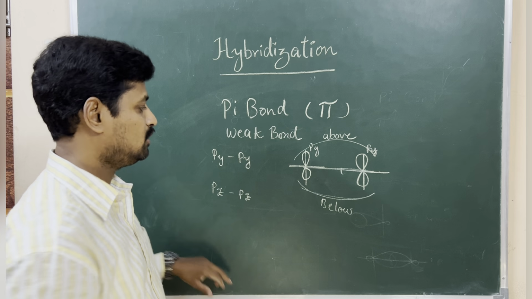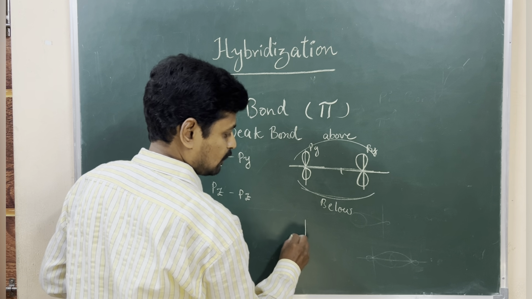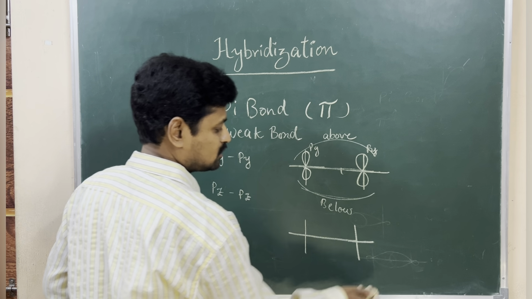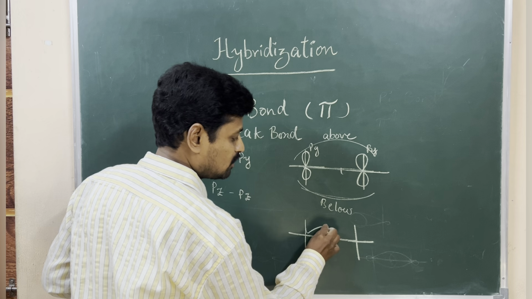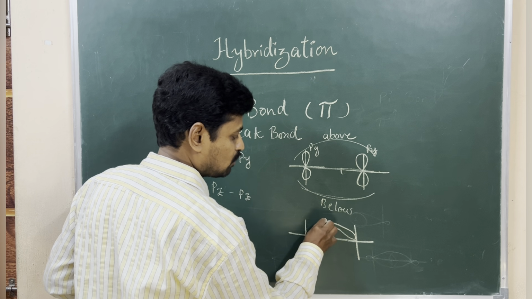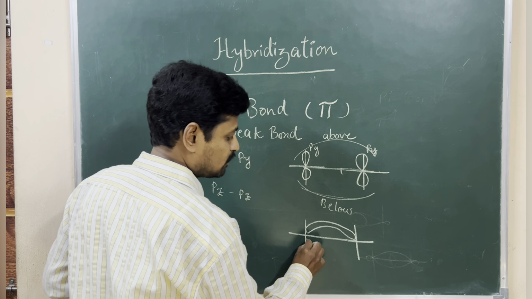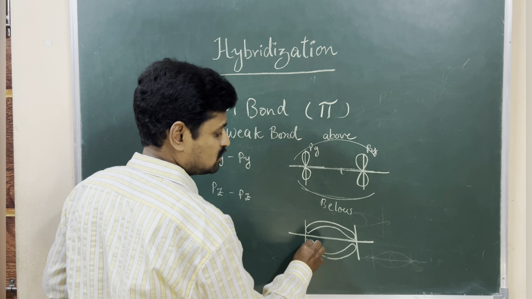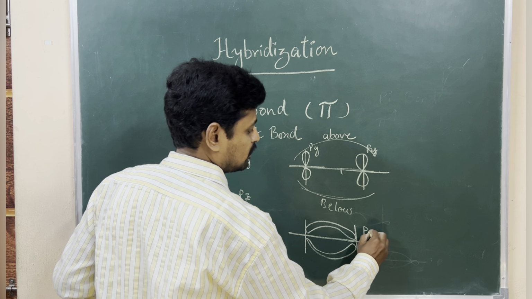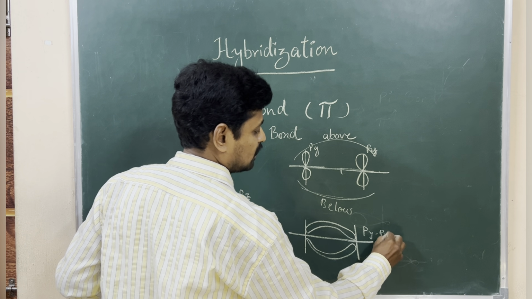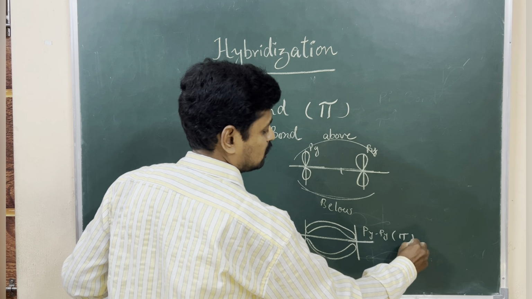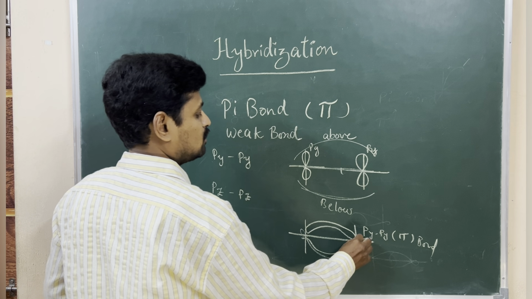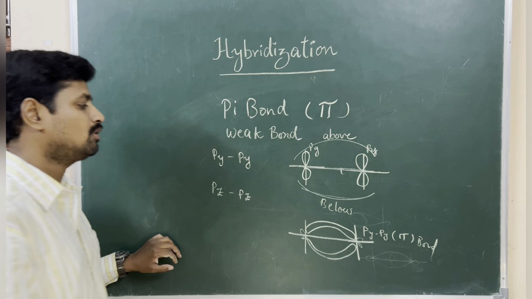After overlapping, the diagram becomes like this. This is the internuclear axis. Above the internuclear axis you will see an electron cloud, and below the internuclear axis you will see an electron cloud, which is the py pi bond. This is how the pi bond looks.